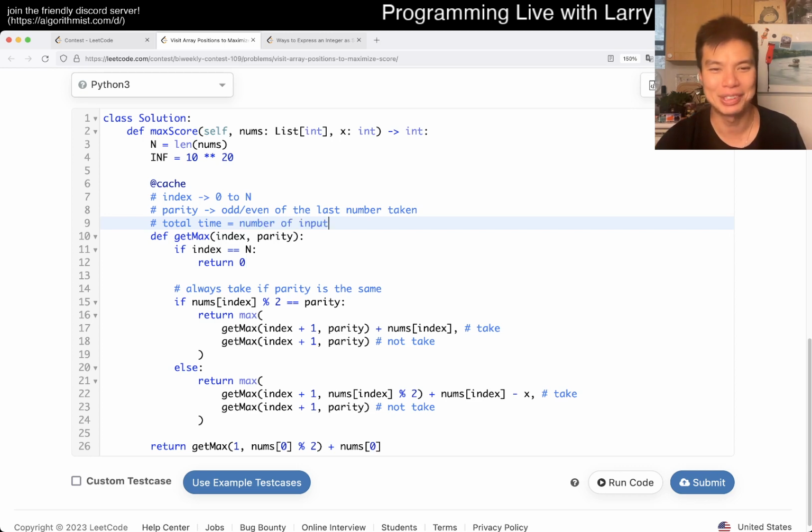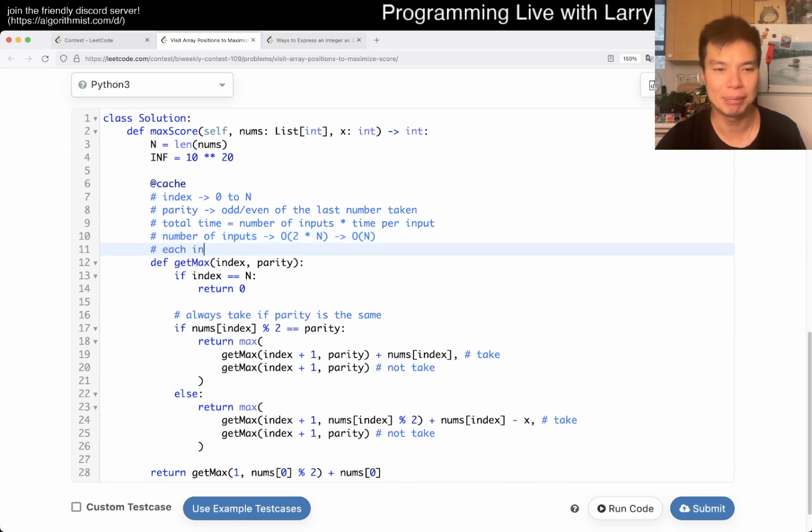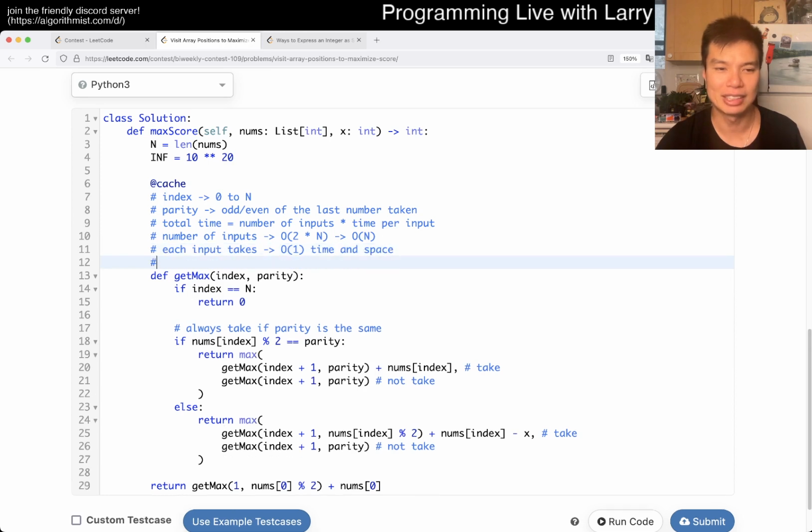Number of inputs times time per input, right? And number of inputs, of course, is going to be O of 2 times n, which is O of n. And then each input takes O of 1 time and space. So this is going to be linear time and linear space. So yeah, that's all I have for this one.